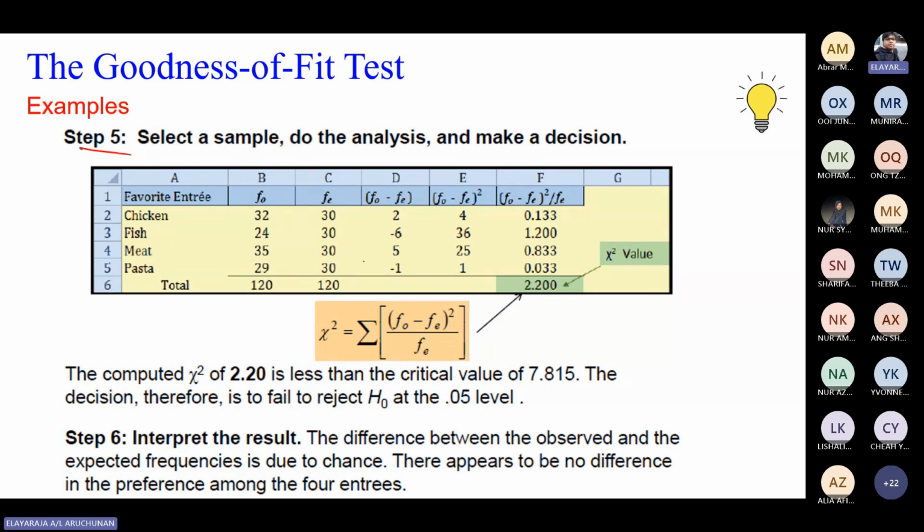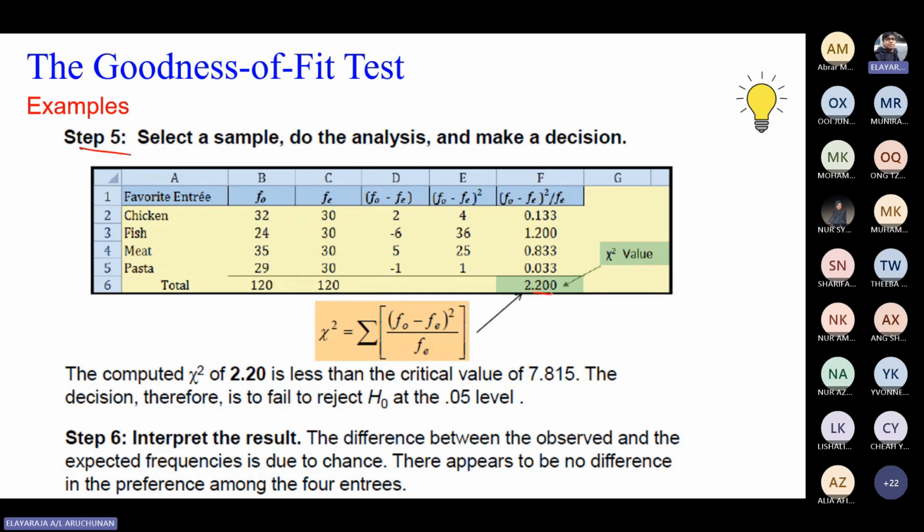Likewise, you can drag down so you can get all the values. So 24 minus 30, you get minus 6. 35 minus 30, you get 5. 39 minus 30, you get 9. Next, you need to square all these values. You get 4, 36, 25, and 81. Then you divide by the expected frequency, and you get all these values, and then you add them up. You get 2.200.